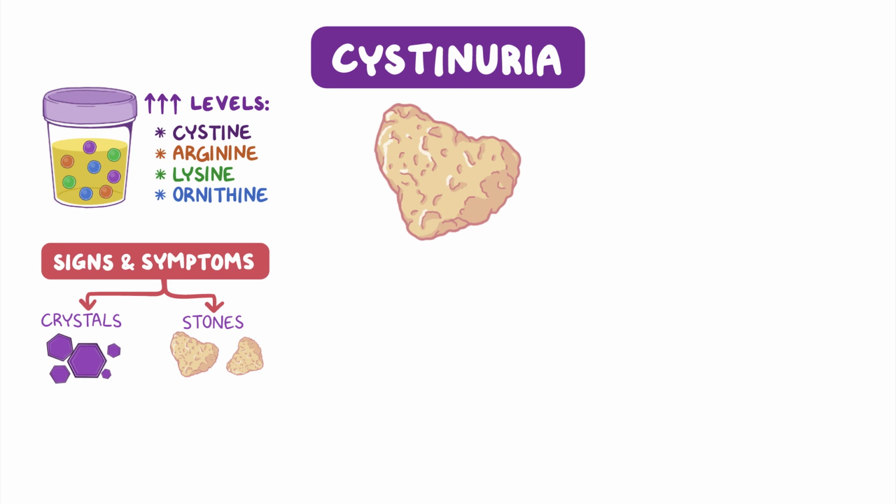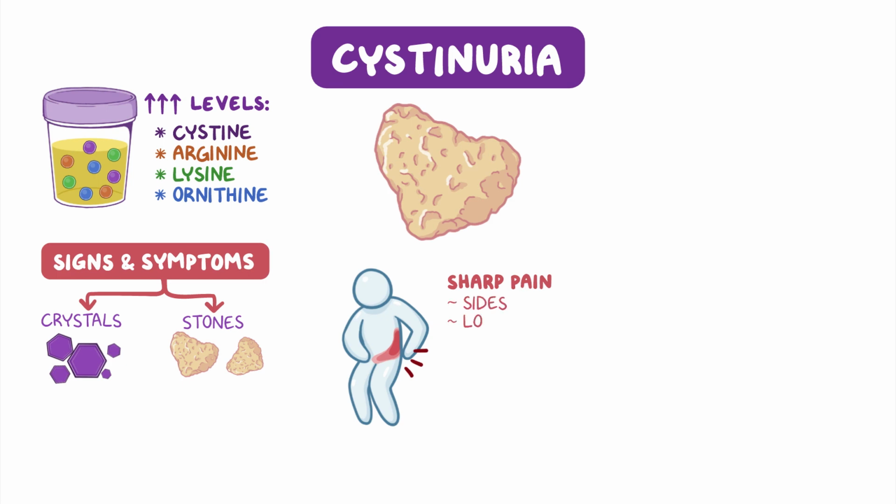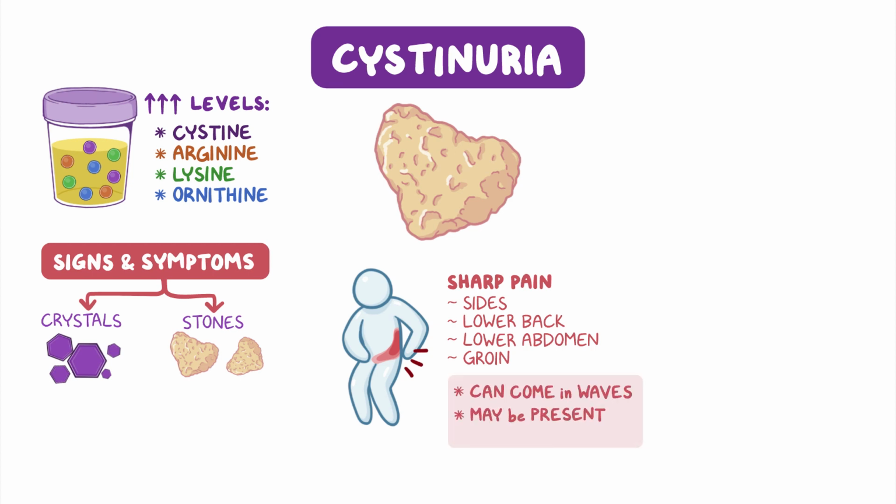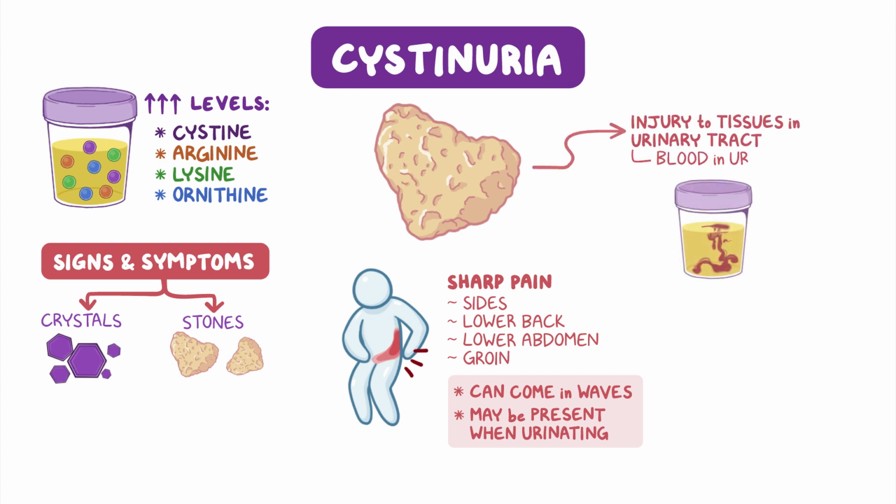Stones are jagged and can cause sharp pains in the sides and lower back that can radiate to the lower abdomen and groin when they cause obstruction of the ureters. The pain can come in waves and may be present when urinating. Stones can also cause injury to tissues in the urinary tract, which can lead to blood in the urine. Frequent recurrences may ultimately lead to lasting kidney damage.